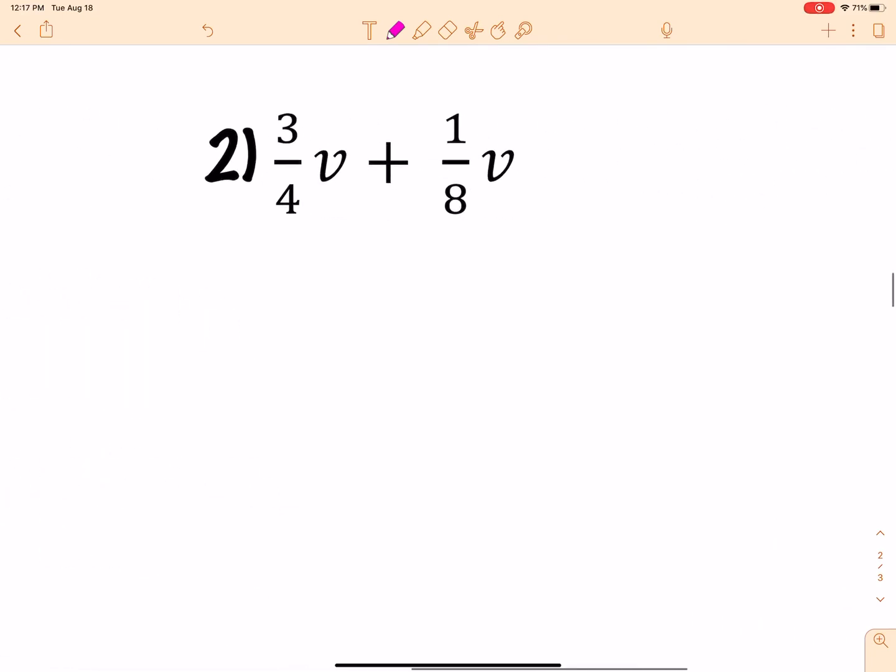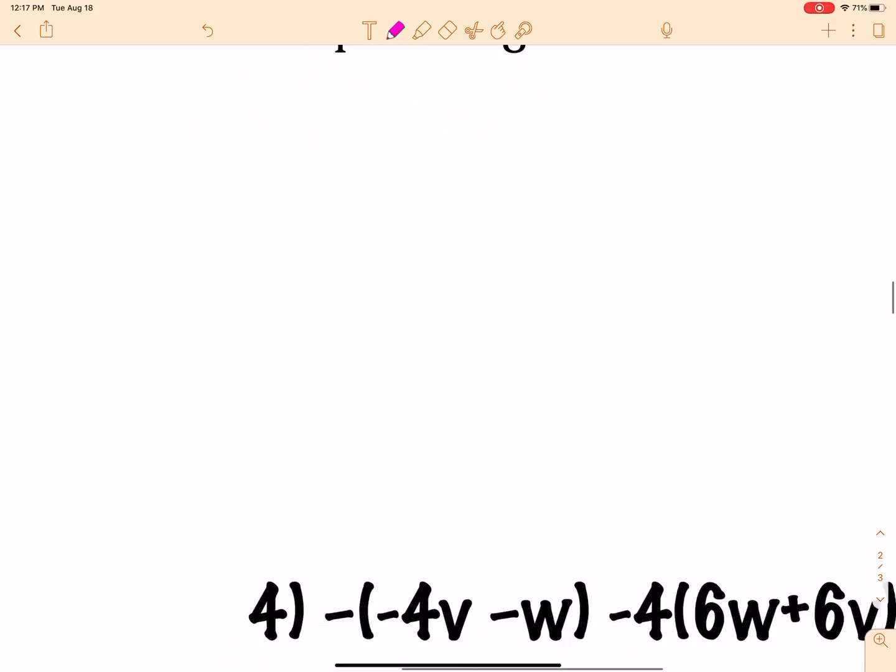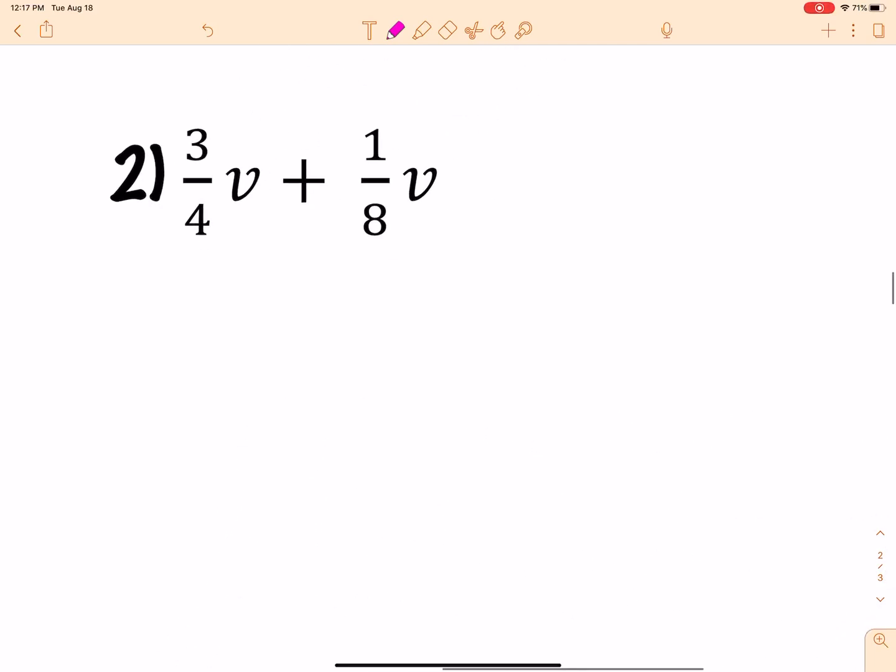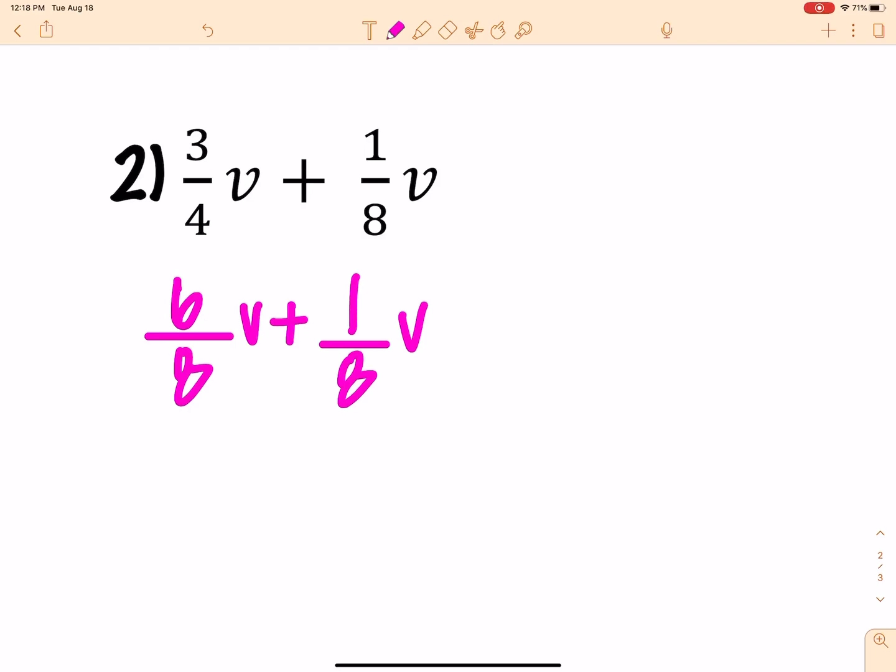Number 2, so we just need common denominators to add these fractions. I just need to change the first one to have a denominator of 8. So we multiply top and bottom by 2. So we'll get 7/8 v, again also known as 7v over 8, exact same thing.